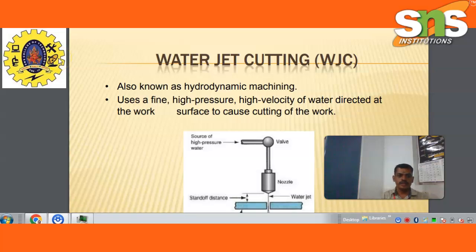So today's topic is advanced metal cutting processes. The first one is water jet machining. It is also known as hydrodynamic machining. It uses fine accuracy and a high pressure, high velocity stream of water directed at the surface of the workpiece, causing it to cut the work.